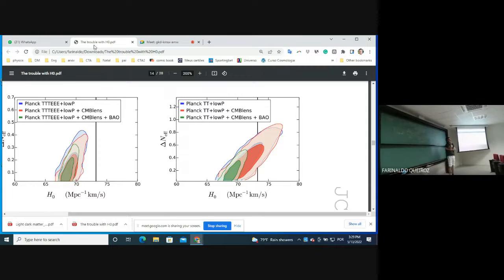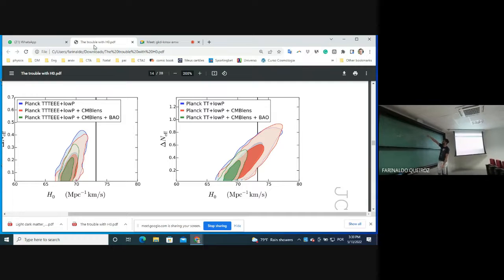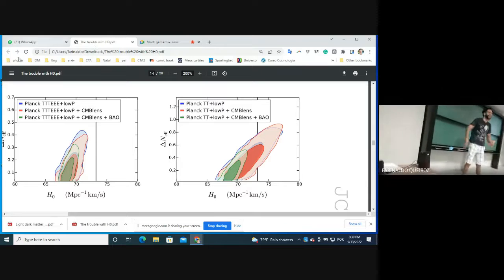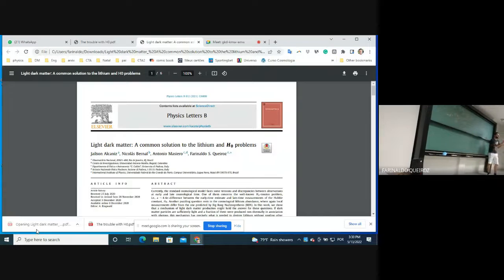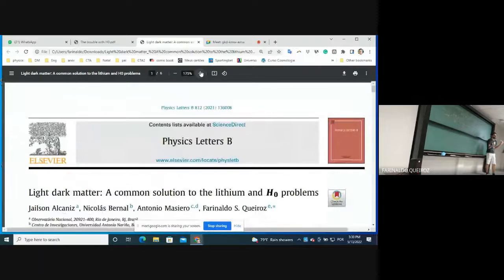So we can imagine, and this paper that Fernando did tells us how to mimic the effect of one extra neutrino. Should I open this one now? Yes, please. Mimic the effect of one extra neutrino using a fraction of dark matter.